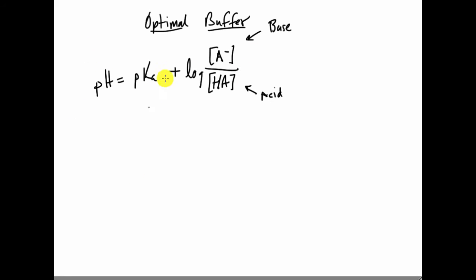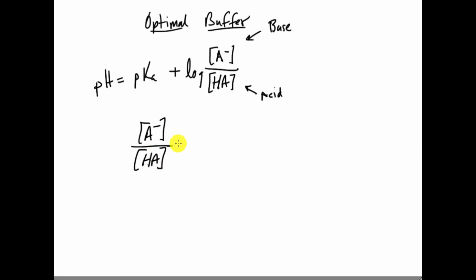All right, anyway, what is an optimal buffer? Well, an optimal buffer is one that will absorb the most hydrogen and hydroxides. So what we want is for the buffer to be able to absorb both acids and bases equally. A buffer is optimal when these two concentrations are equal to 1.